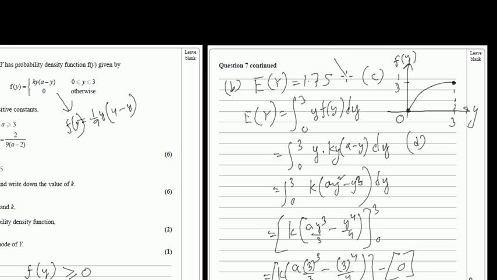The next question is, write down the mode. Question number D: the mode is 3.